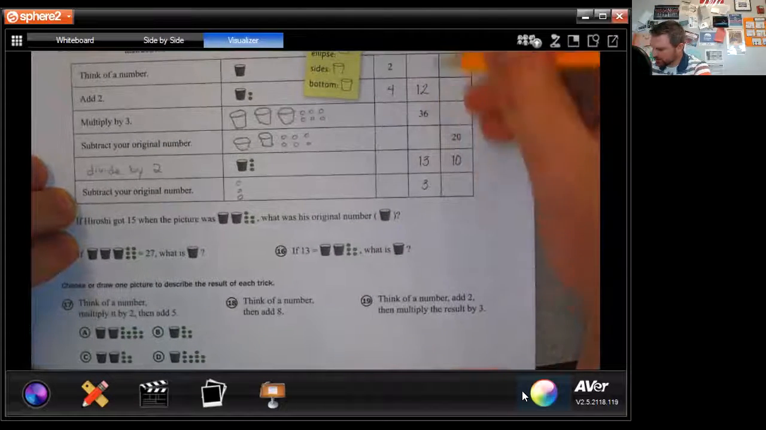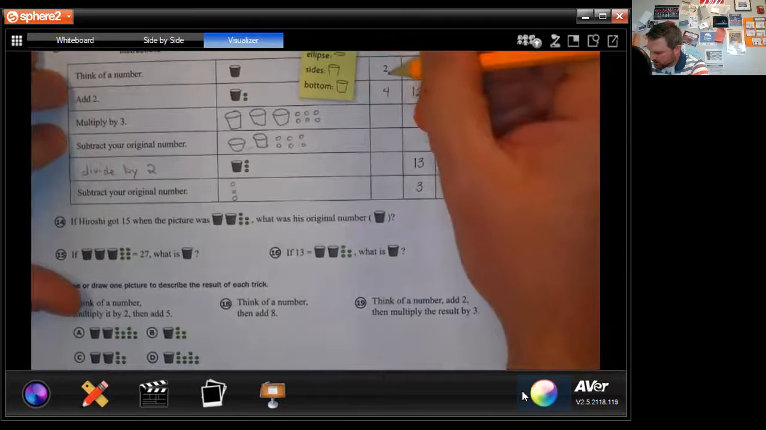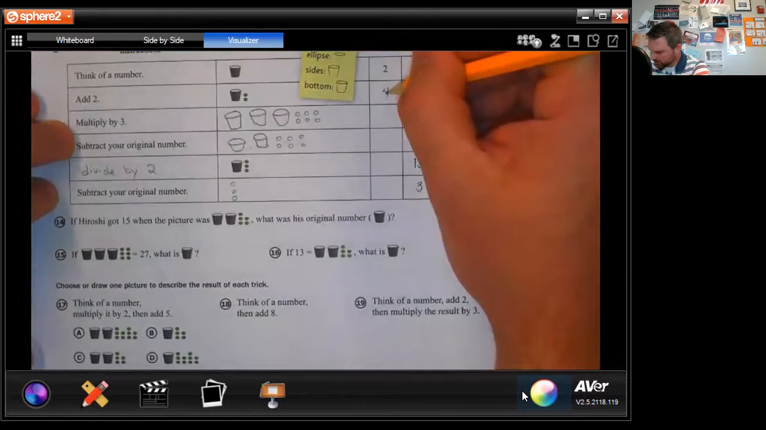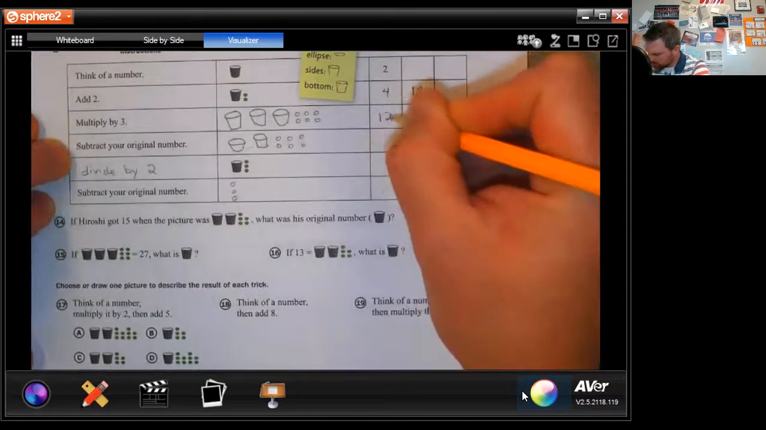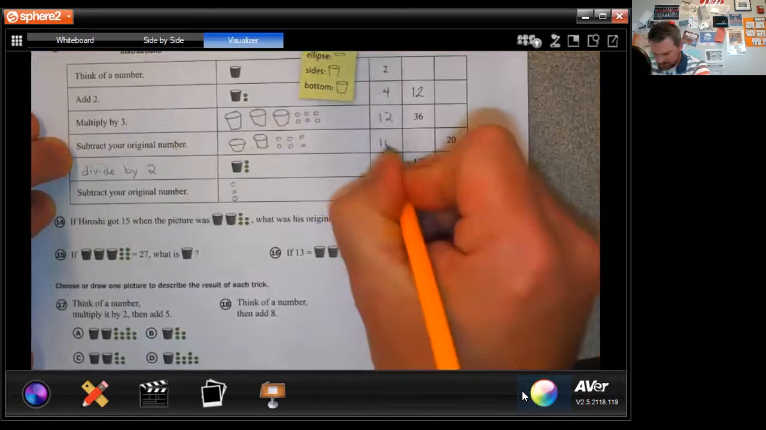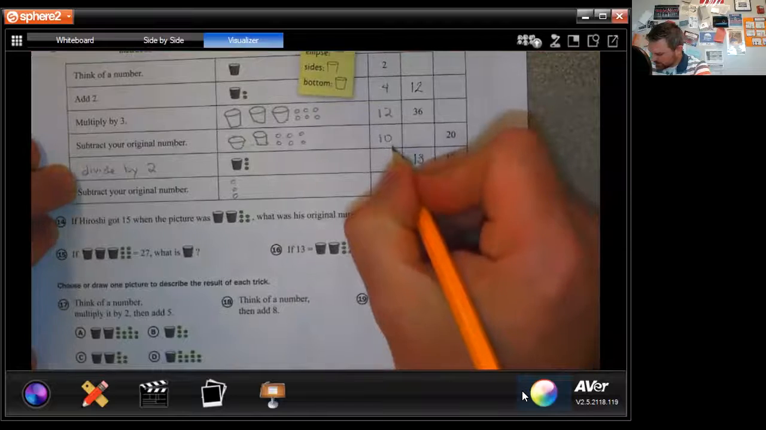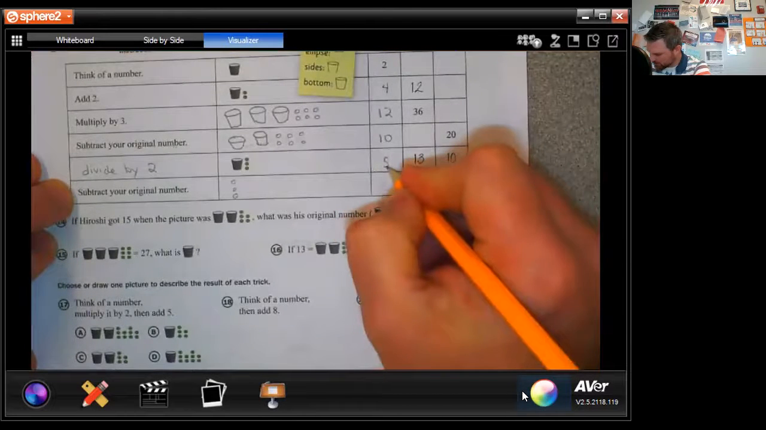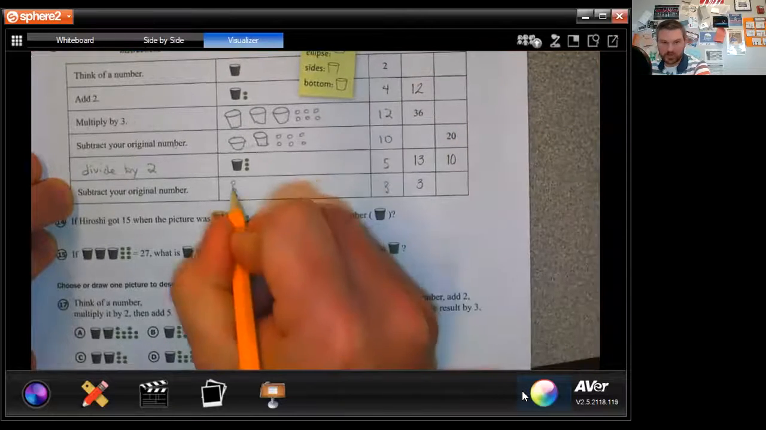So let's fill out these 3 people on what they got. So think of a number, 2. Add 2, 4. Multiply by 3. Well, 4 times 3 is 12. Subtract your original number. So 12 minus 2 is 10. Okay, and then divide by 2. 10 divided by 2 is 5. And then subtract your original number, which was 2. 5 minus 2 is 3. Look, I got 3 dots there.